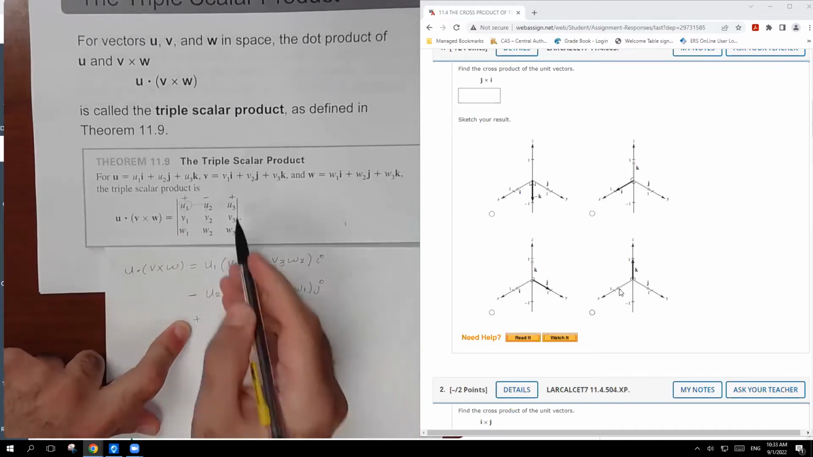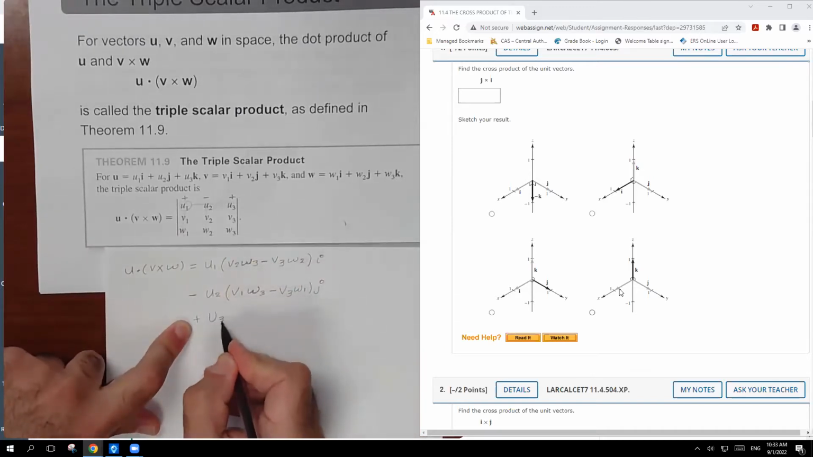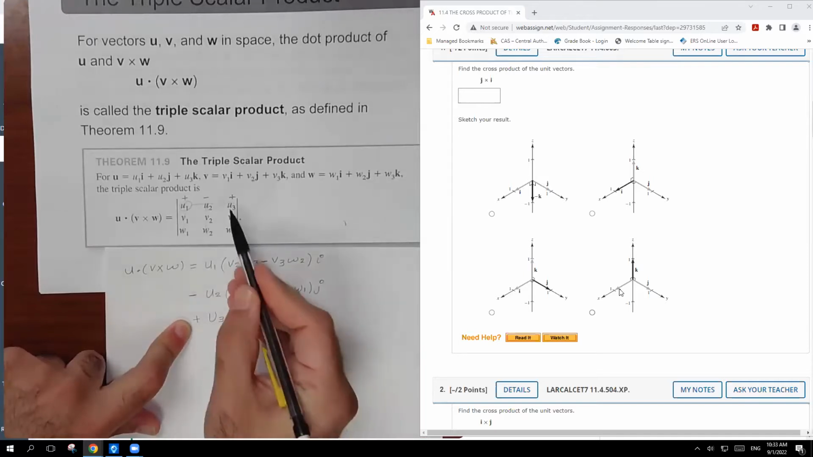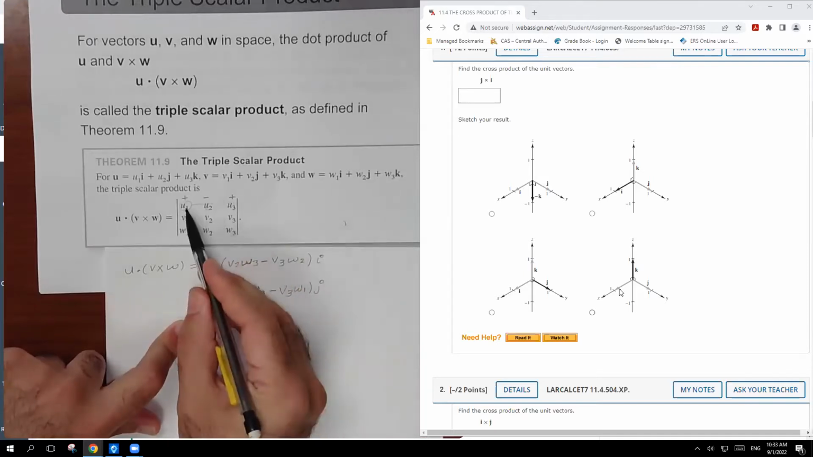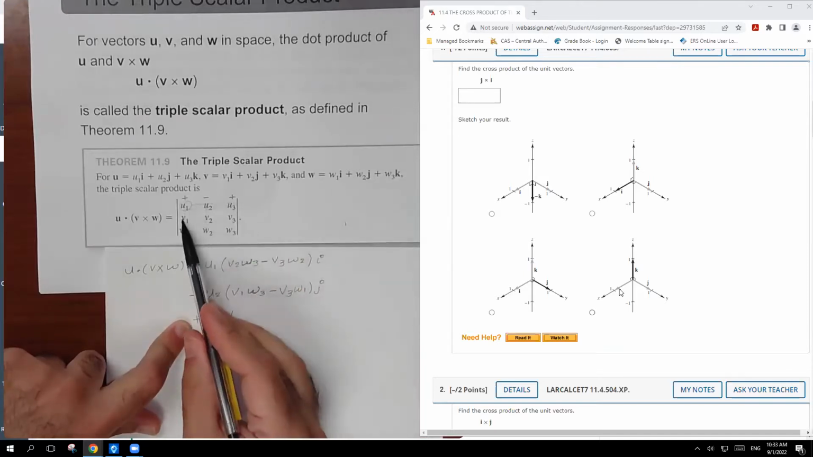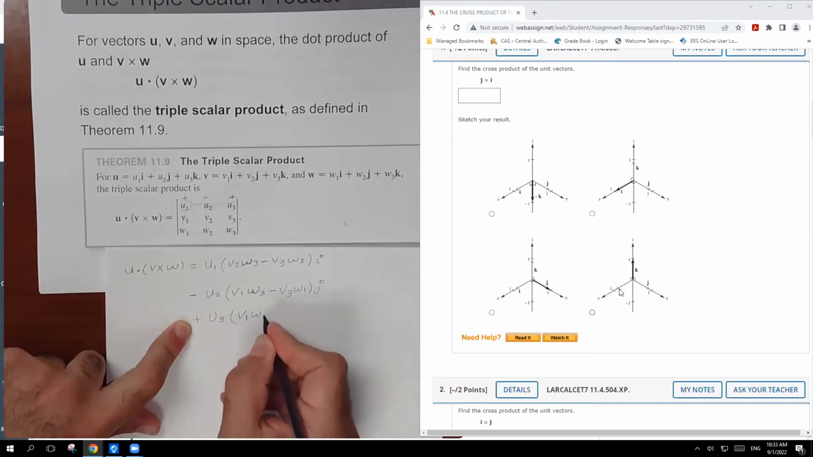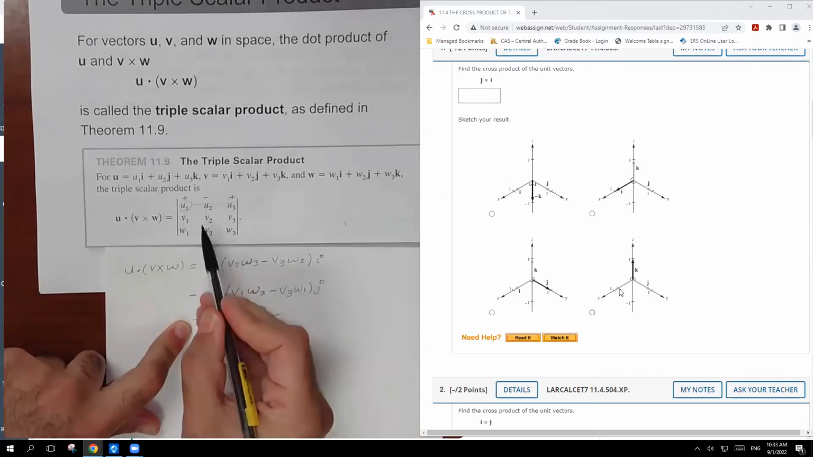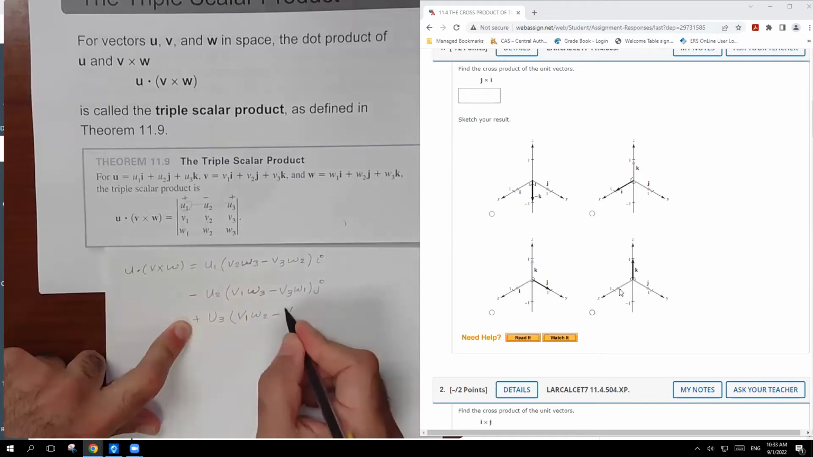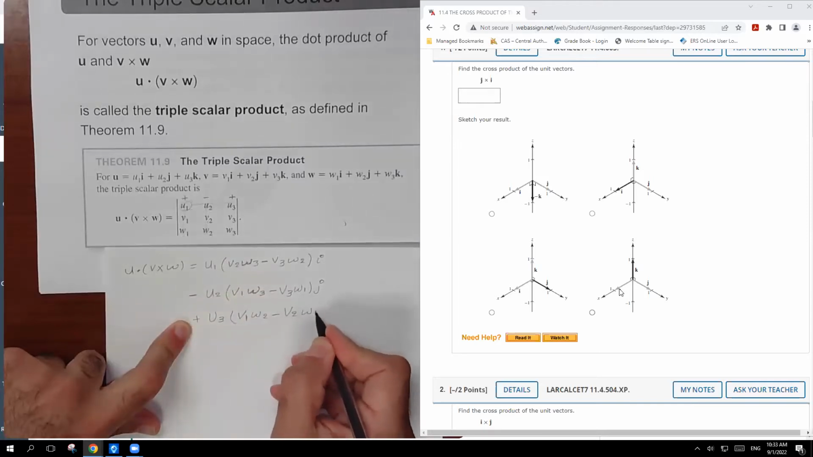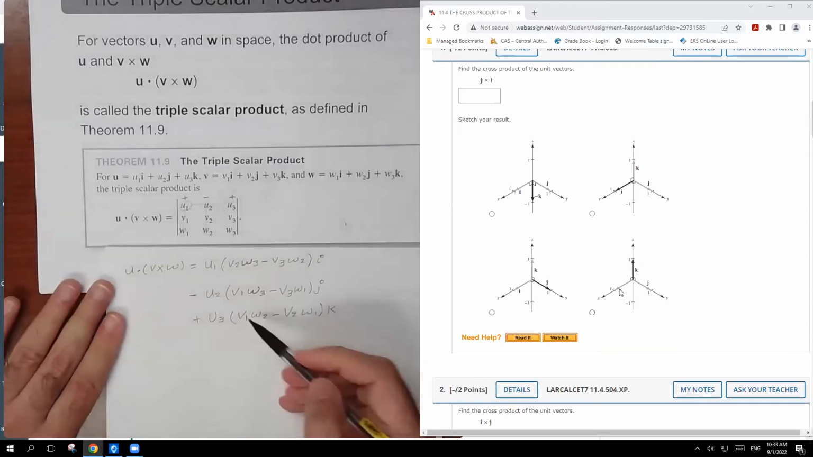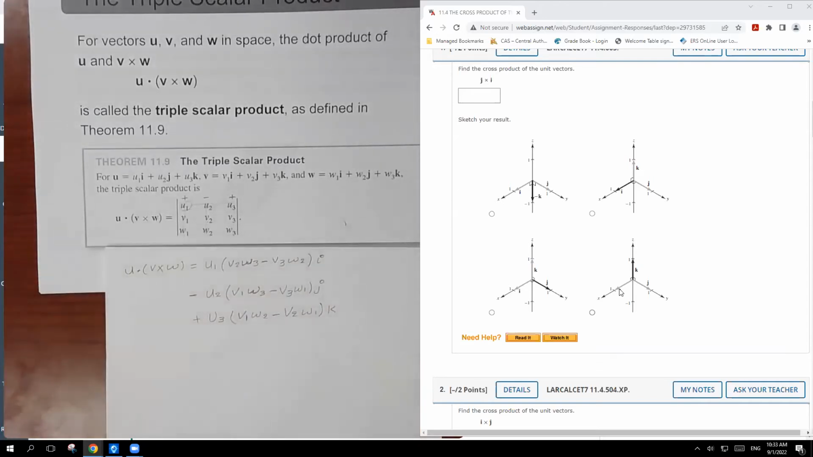Plus, for the K it's going to be U3. For U3, I'm going to cancel this column and this row. So it's going to be V1 W2 minus V2 W1. This is for the K. So write this down, because you're going to find it here in the slides.